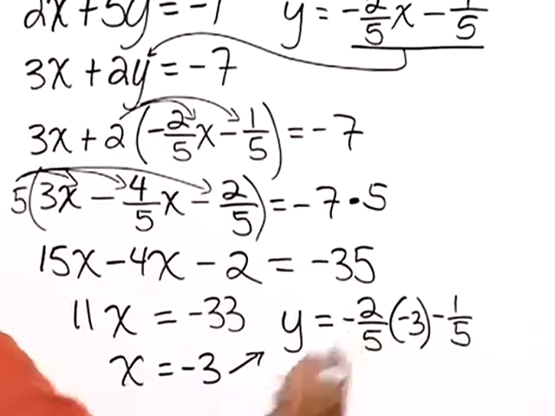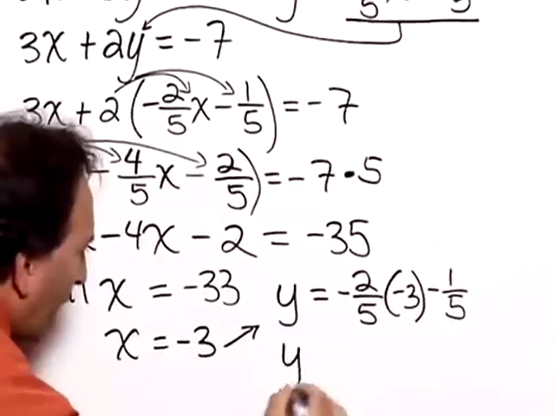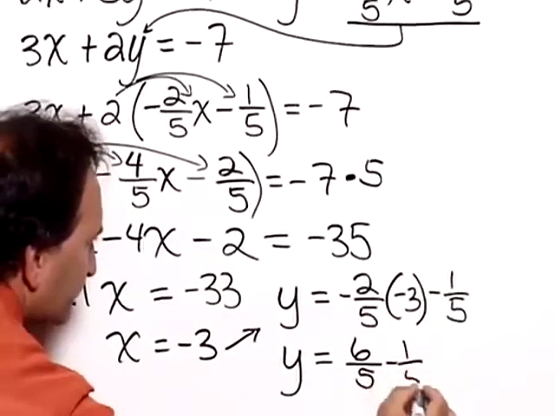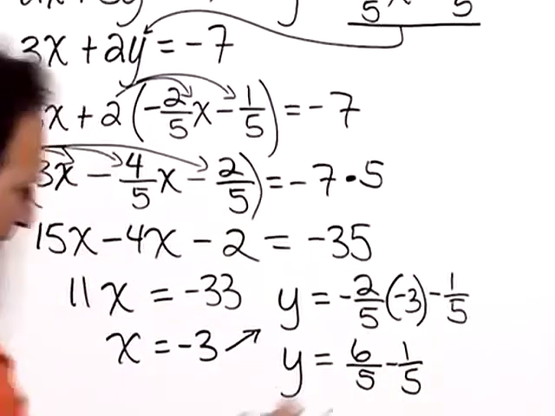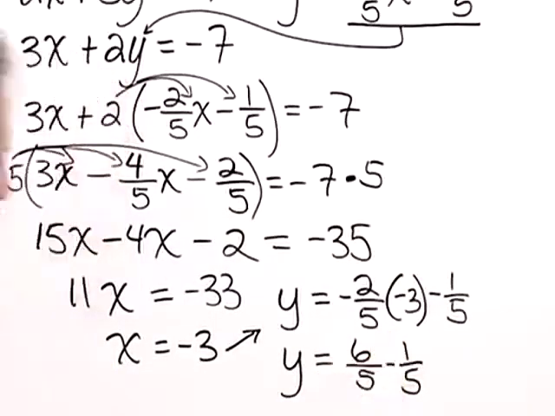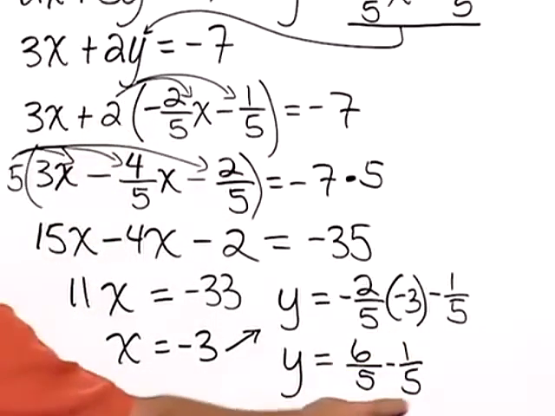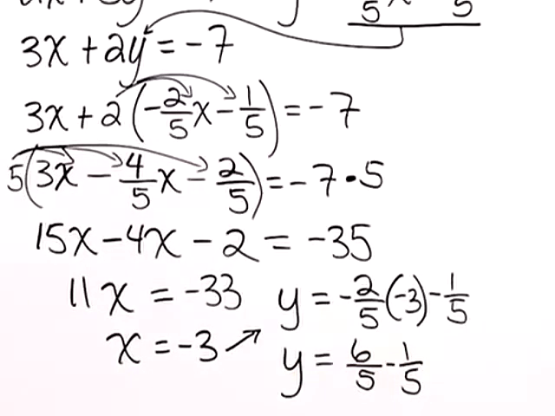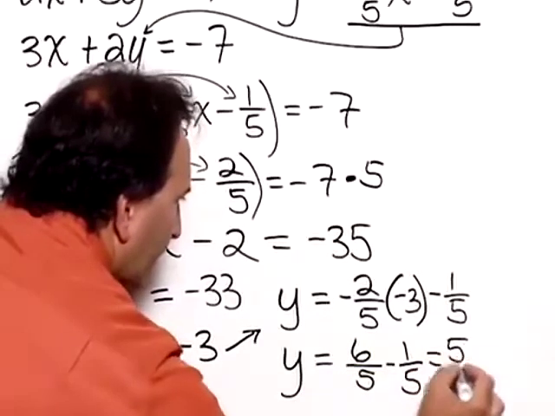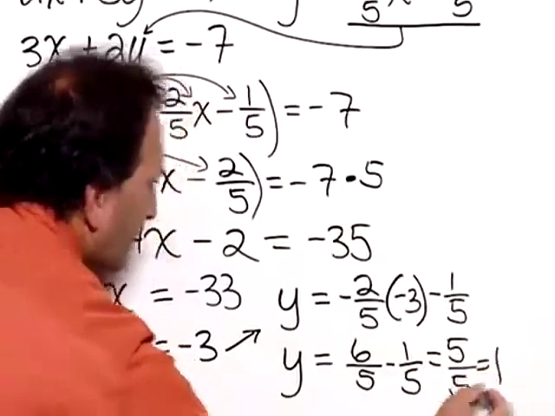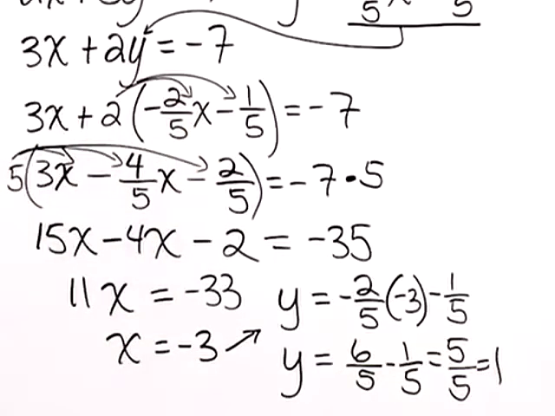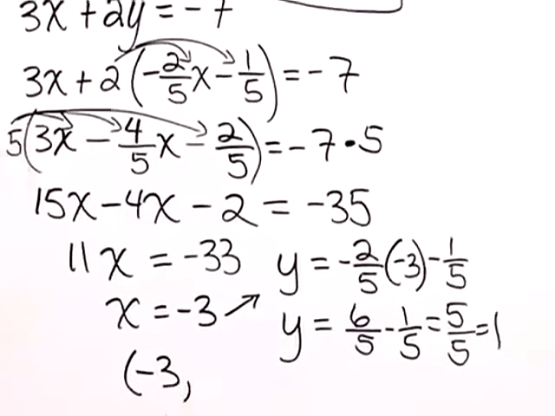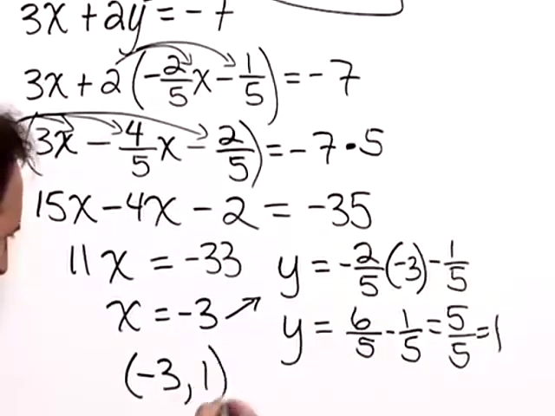Multiplying -3 times the -2/5, we have y equals +6/5 minus 1/5. Let's make that clear that that's minus. And so now, because they have the same denominators, we subtract the numerators 6 minus 1, which is 5, and we have 5 over 5, or in other words, we have y equals 1. So our system has the solution, the ordered pair, -3, 1.